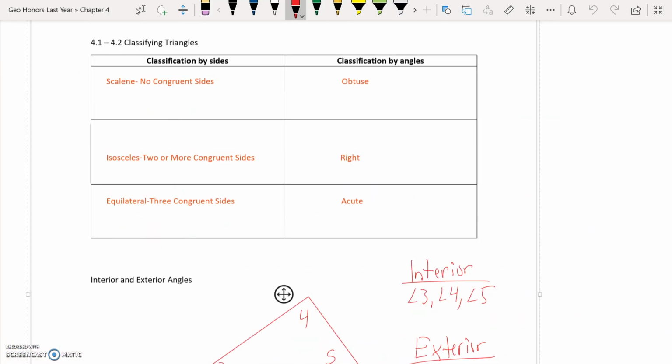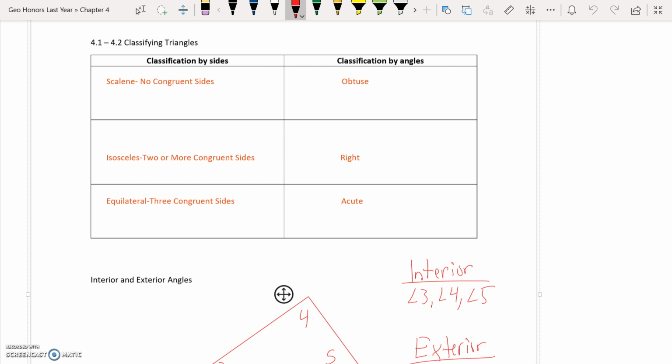All right, this is geometry section 4.1 to 4.2 on classifying triangles, and we're going to classify triangles in two different ways. First, we'll classify by the number of sides that are congruent. If none of the sides are congruent, we call it scalene. If two or more sides are congruent, we call it isosceles. And if all three sides are congruent, we call it equilateral.